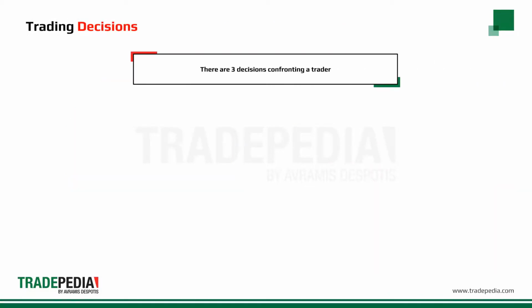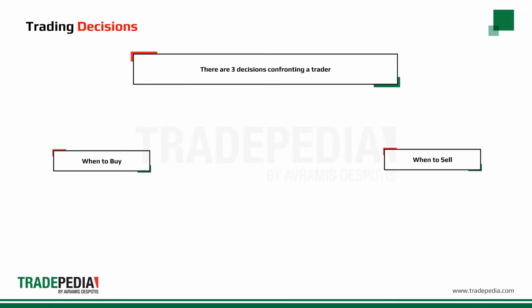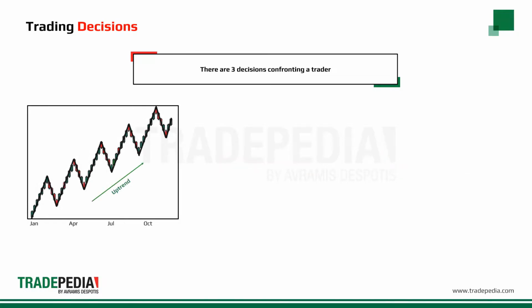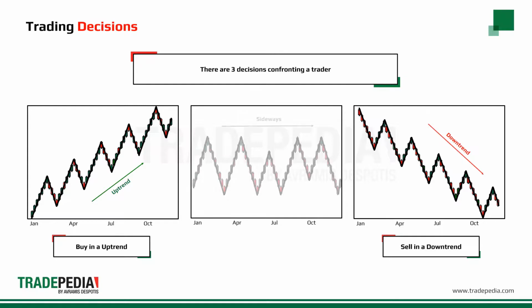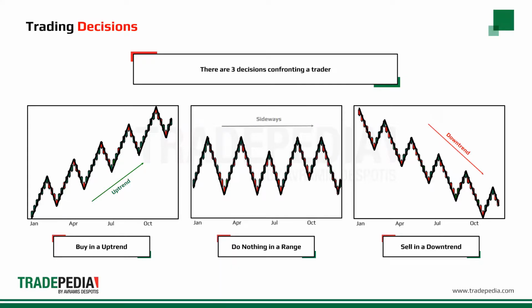There are three decisions confronting a trader: when to buy, when to sell, and when to do nothing. Now that you know what trends are, you should only buy in an uptrend, sell in a downtrend, and do nothing in a range.